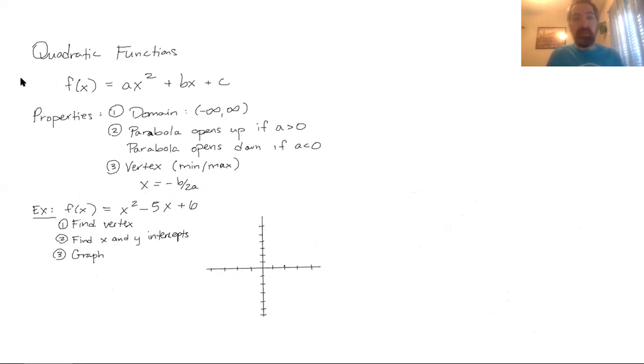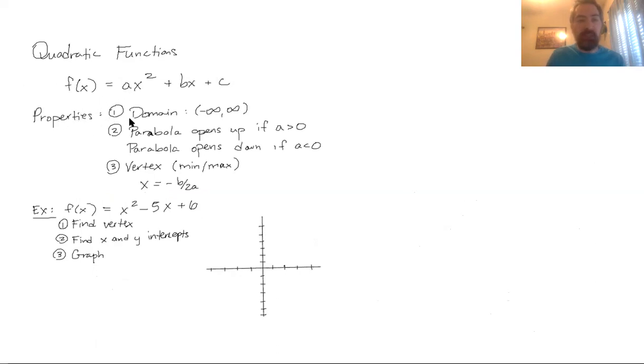Now that we've studied linear functions, we can move on to another class of functions, which are the quadratic functions. This has the general form f of x equals ax squared plus bx plus c, where a, b, and c are constants. And this gives us a lot of useful information about these quadratic functions. Some properties that are important.